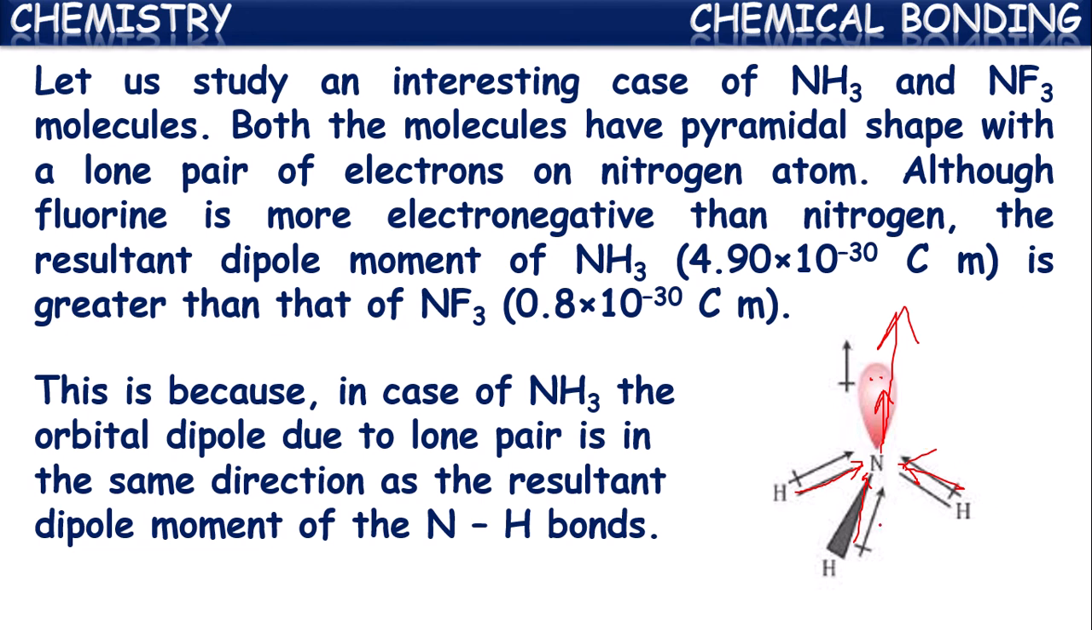See here, these are the three NH bonds. So here it is in this direction, here it is in this direction. If you calculate the vector sum of all these, the resultant dipole moment will be in this direction. The dipole because of the orbital is also in the same direction. So both are in the same direction. That is why the resultant dipole moment will be greater for ammonia.